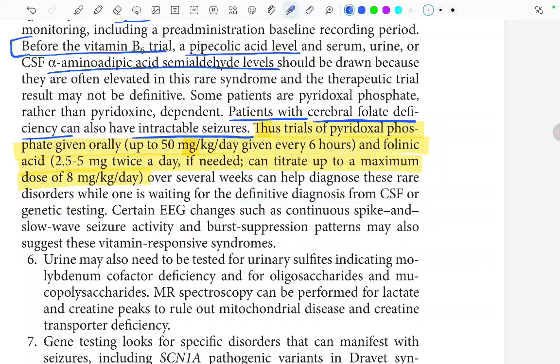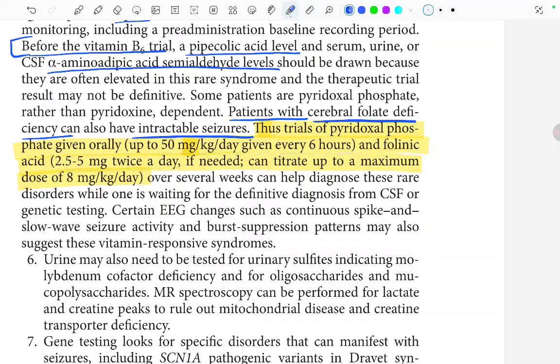So while waiting for the definitive diagnosis, we can do trials of pyridoxal phosphate up to a dose of 50 mg per kg per day given every 6 hours, and folinic acid of 2.5 to 5 mg twice a day if needed, and can titrate up to a maximum of 8 mg per kg.